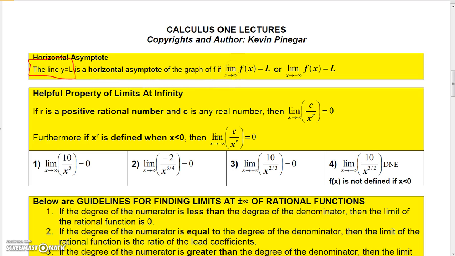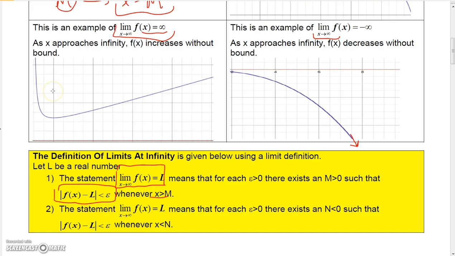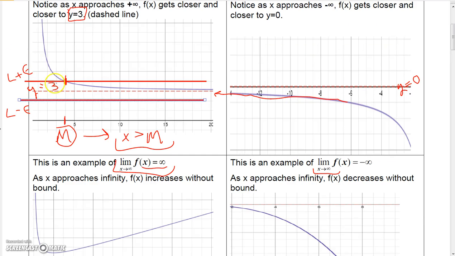So now this line y equals L, assuming that limit exists, is actually called a horizontal asymptote. So if the limit of f of x equals L as x approaches infinity or negative infinity, then we get a horizontal asymptote. So if you go back up here and look at this graph, this line y equals 3 is a horizontal asymptote, and over here the x-axis is a horizontal asymptote.